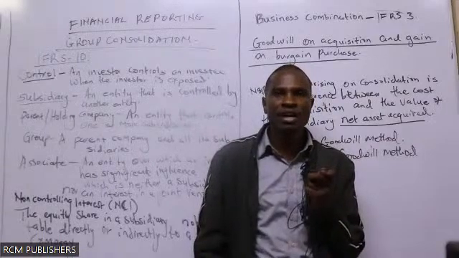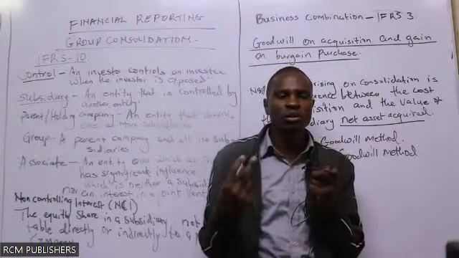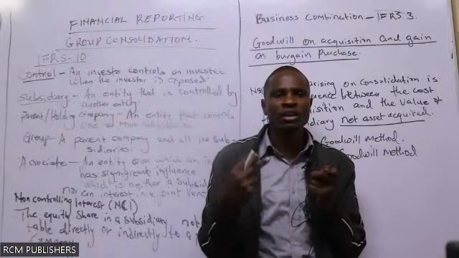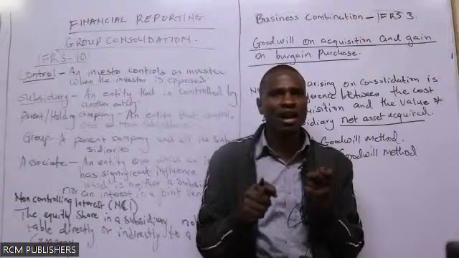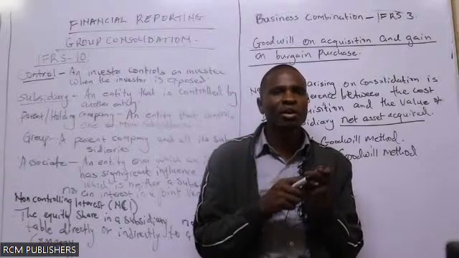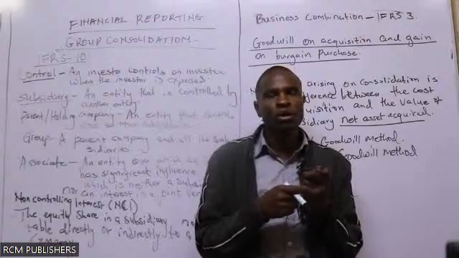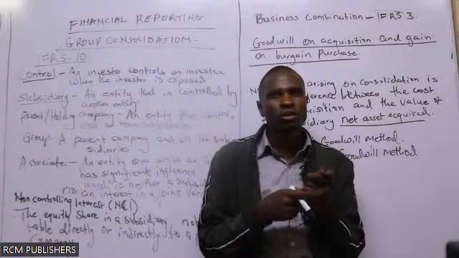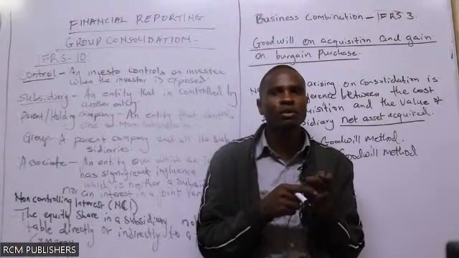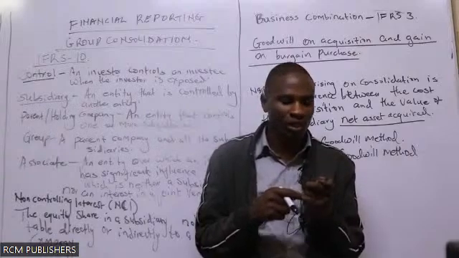But when you find a question where you don't have any information with which you can compute the NCI value, that means you shall use the other method, which is the partial goodwill method. That is very, very important for you to understand.